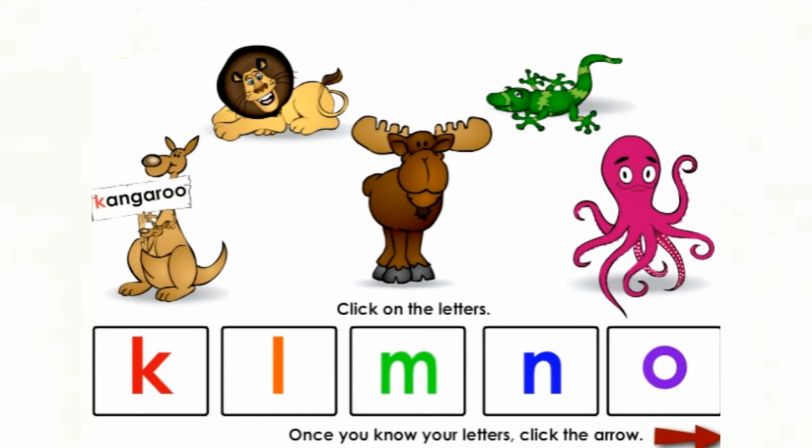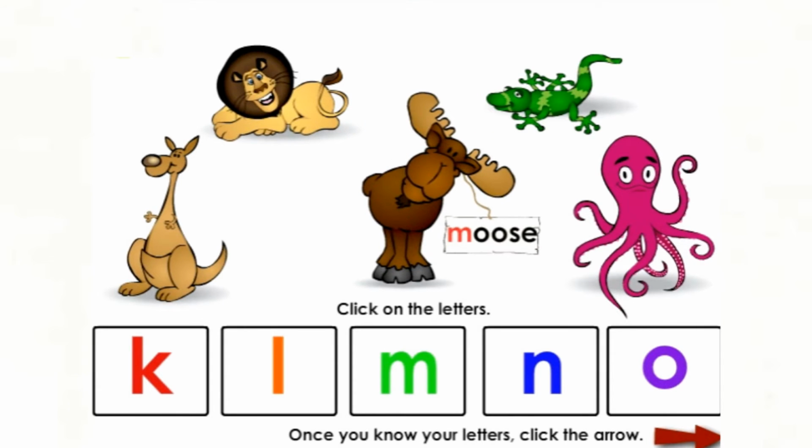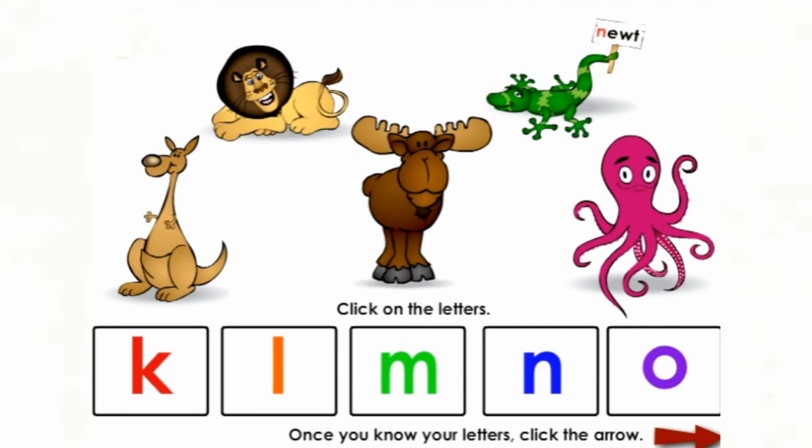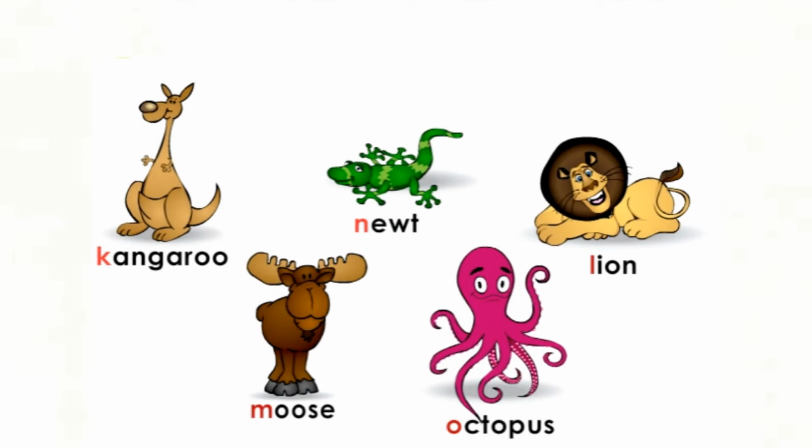K. Kangaroo begins with K. L. Lion begins with L. M. Moose begins with M. N. Newt begins with N. O. Octopus begins with O. Find the animal whose name begins with K.